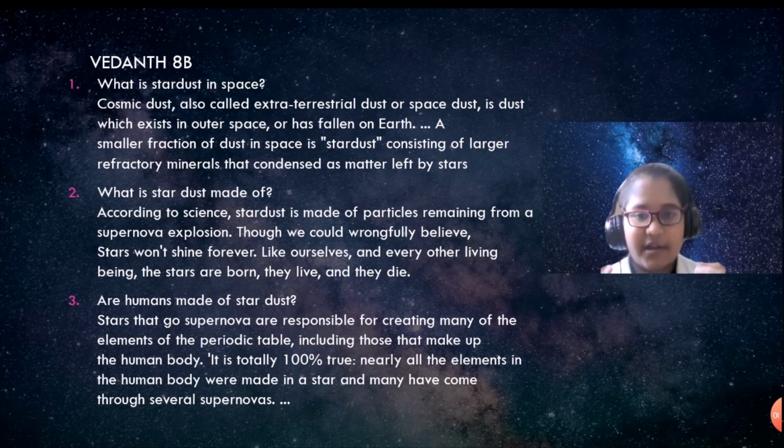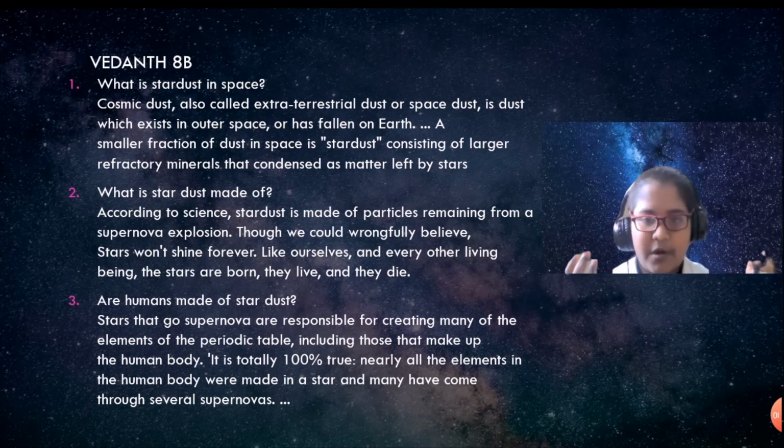A smaller fraction of dust in space is stardust, consisting of larger refractory mineral grains that contain just matter left by stars. Now, what is stardust made of? According to science, stardust is made of particles remaining from a supernova explosion. Though we could wrongly believe stars will shine forever, like ourselves and every other being, stars are born, they live and they die. A human is made of stardust.